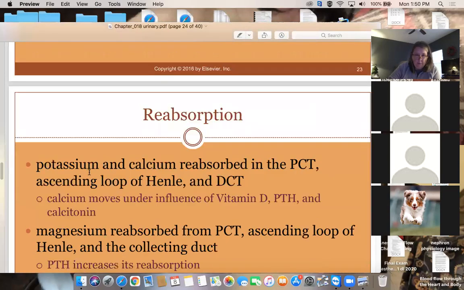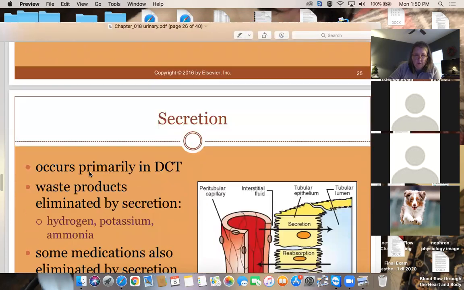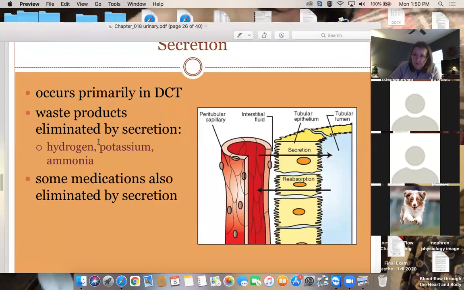Now, let me skip over to secretion. Things that are secreted, which is really at your DCT because it's going to the collecting duct, these are typically our waste.